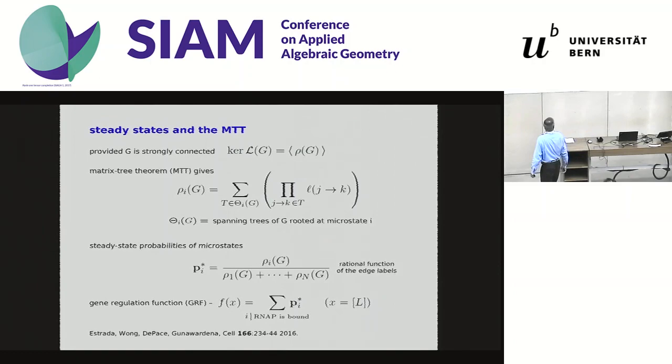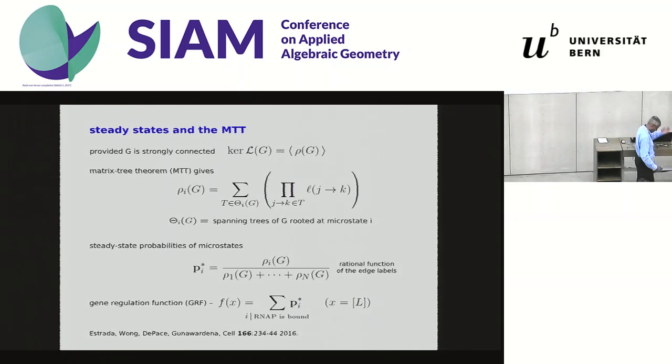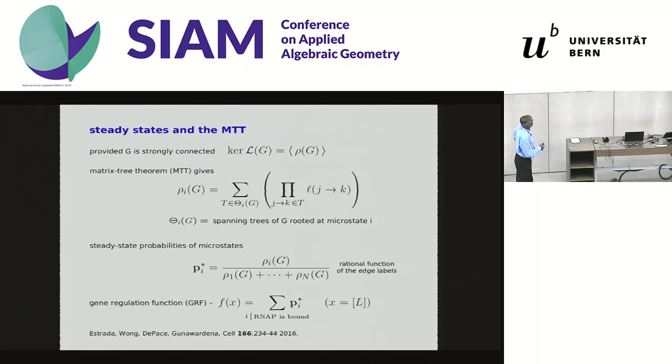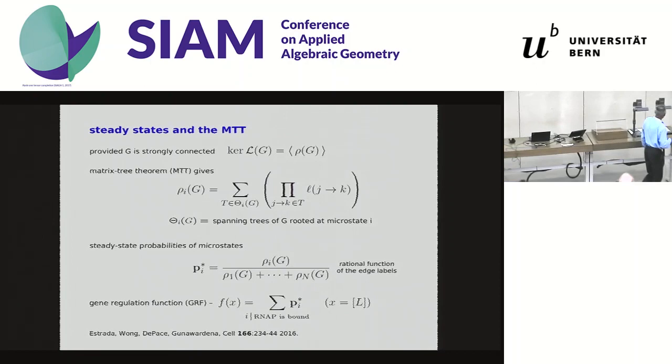All right, so what are we trying to do here? We're trying to do this steady state timescale separation that Hopfield used originally. So we want to bring this master equation to steady state, and we want to work out its steady state. It turns out you can do that very nicely through the matrix tree theorem. So if the graph is strongly connected, we all know what that means, so I won't bother to tell you, the kernel of the Laplacian is one-dimensional. And you can make a distinguished element in the kernel of the Laplacian through the matrix tree theorem. This is just a restatement of that.